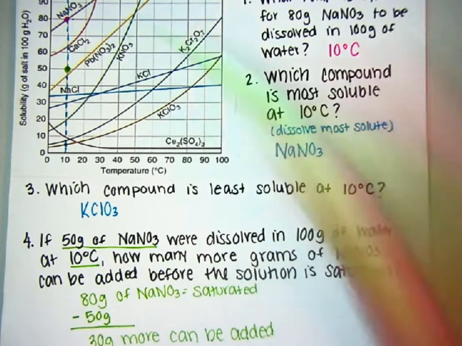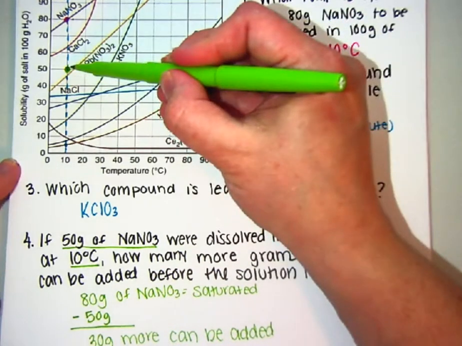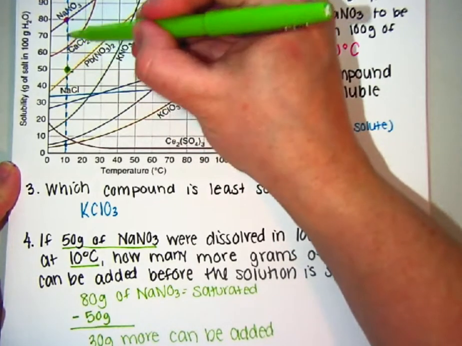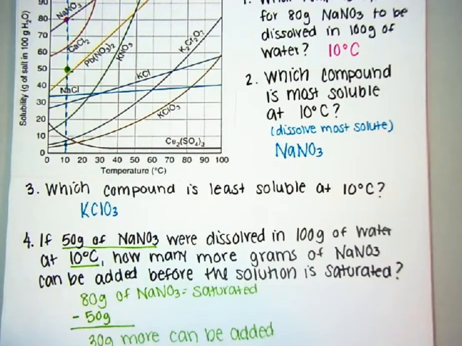So again, looking at our curve, at 10 degrees, we only added 50 grams of sodium nitrate. I can add 10, 20, 30 more grams until that solution becomes saturated.